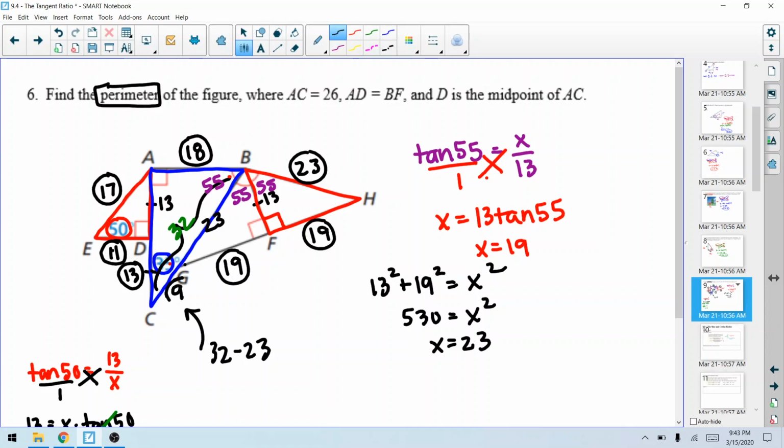9. So I got the 19, I got the 19, I got the 9, I got the 13, I got the 11. Add them all up. So I'm going to start with 17 plus 18 plus 23 plus 19 plus 19 plus 9 plus 13 plus 11. 129 units. And there you go.